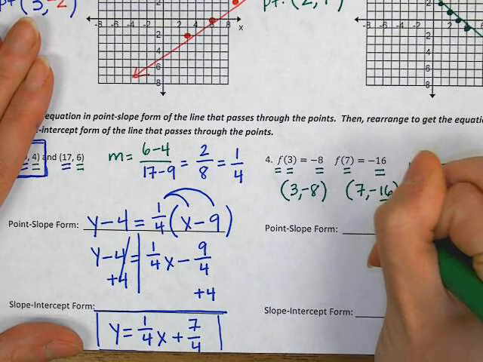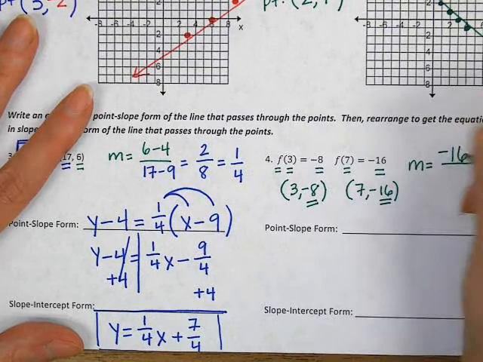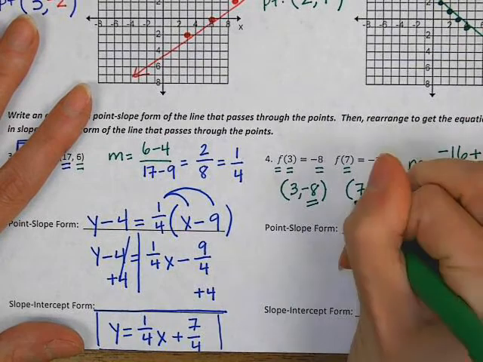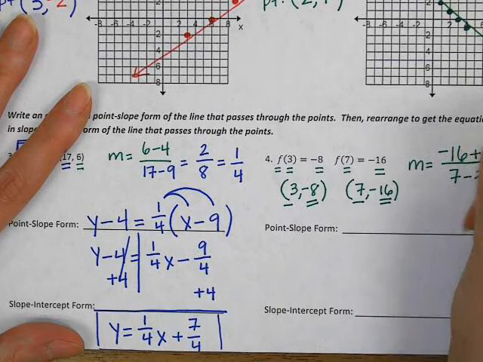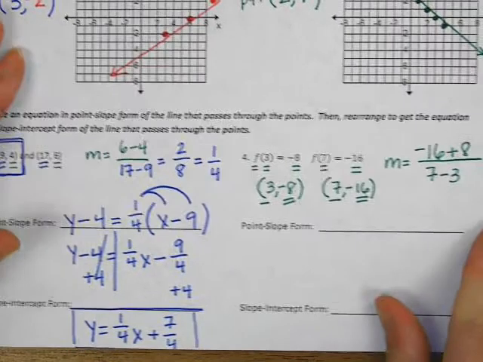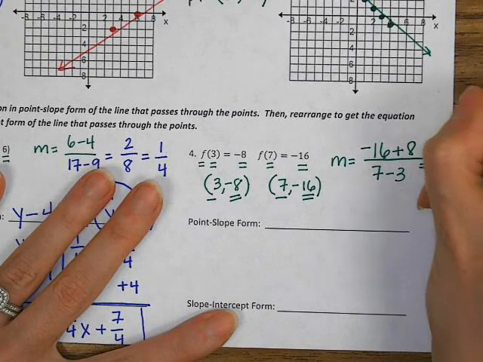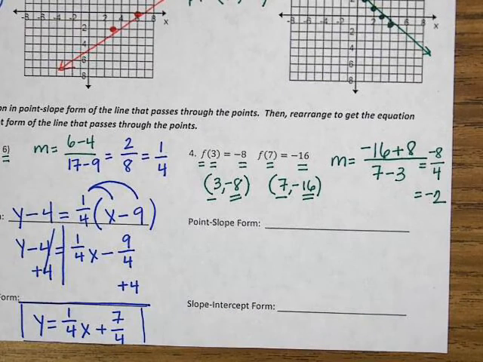Okay, so again, y2 minus y1. So negative 16 minus a negative is a plus 8, over x2 minus x1, 7 minus 3. Oh, sorry, that's cut off. And then if you reduce, it's negative 8 over 4, which reduces to negative 2. So that's slope.